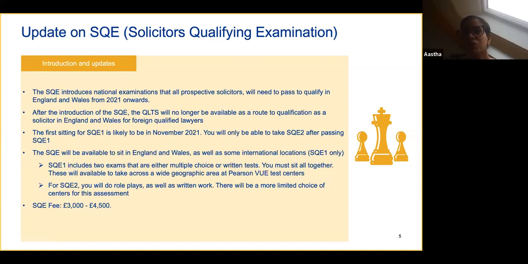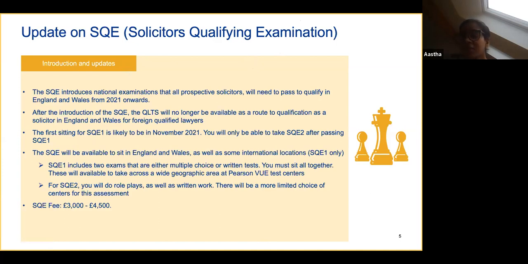What we know for sure is that the SQE 1 is likely to be November 2021. This has been published by the SRA as well. So this is one clarity we have. Regarding the fee structure, I was also asked by some candidates previously, would the fee structure be similar to the QLTS? What we've seen is that it will range from 3,000 to 4,500 GBP, which is similar for the QLTS as well.